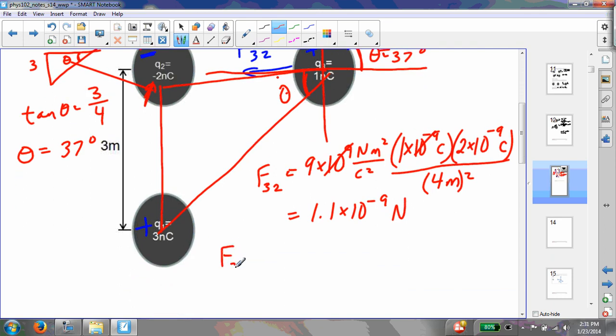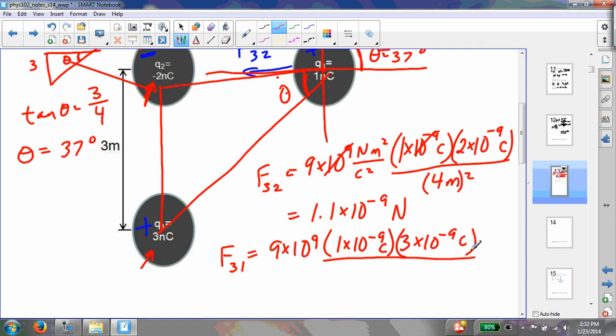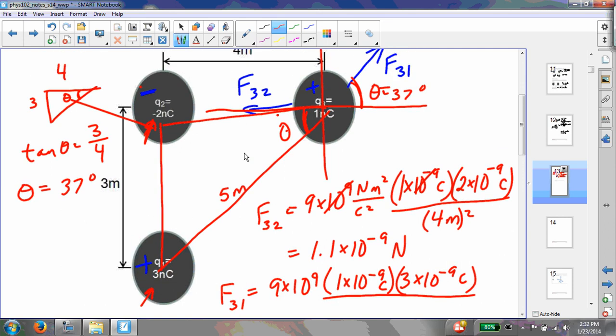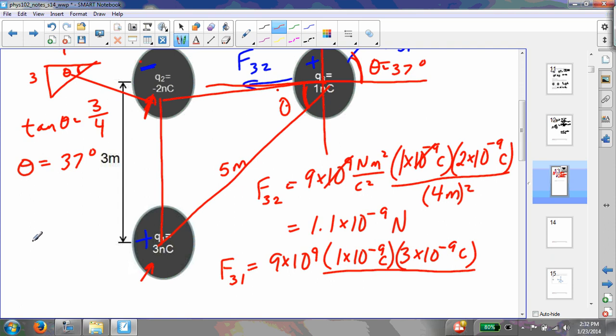Now, in a similar way, I can find the magnitude of F31. 9 times 10 to the 9th, that's my K value, times 1 times 10 to the minus 9, that is my Q3, that's in coulombs. That's the charge of that third particle. And then I want to know the charge here, so it's 3 times 10 to the minus 9 coulombs divided by the distance squared. Now this distance is 5 meters. You can find that in a couple of different ways. You can just recognize that this is a special triangle, a 3, 4, 5 triangle, or you can say that the hypotenuse, which I'll just call D here, is equal to the square root of 3 squared plus 4 squared, and that's equal to 5 meters. 9 plus 16 is 25. Root of that is 5. So divided by 5 meters squared.